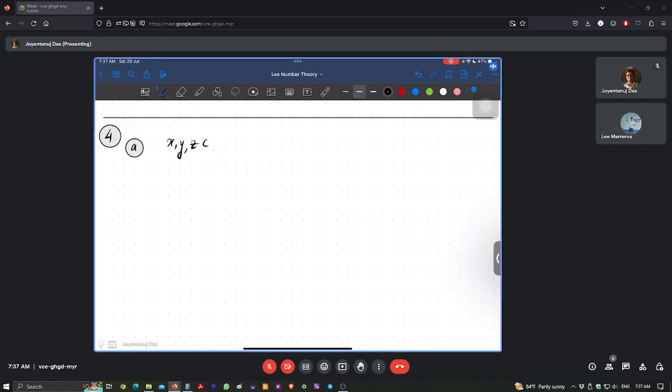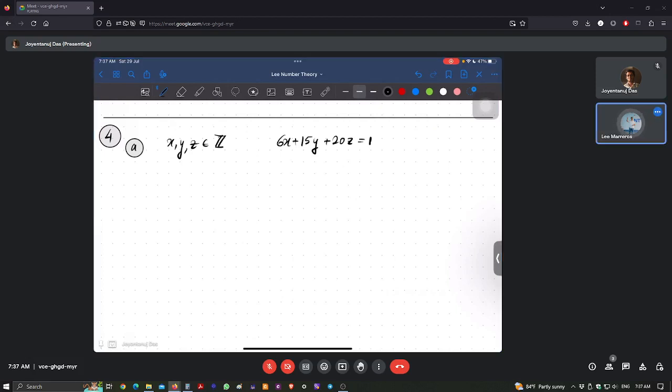x, y, z belong to the integers; you have to find them such that 6x plus 15y plus 20z equals 1. Now we have to find the three integers x, y, z such that this happens.